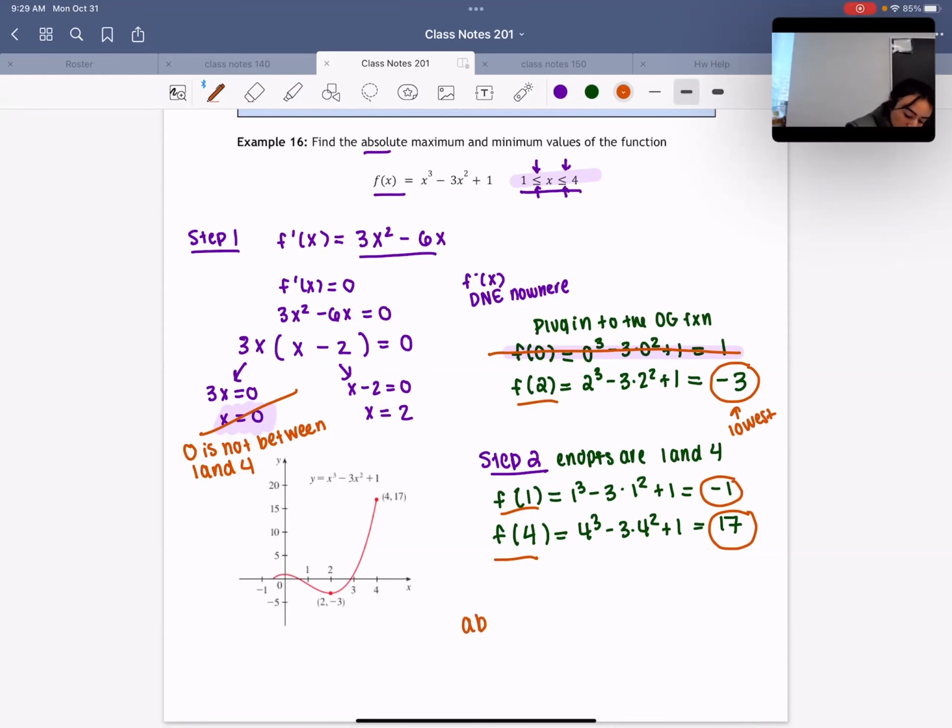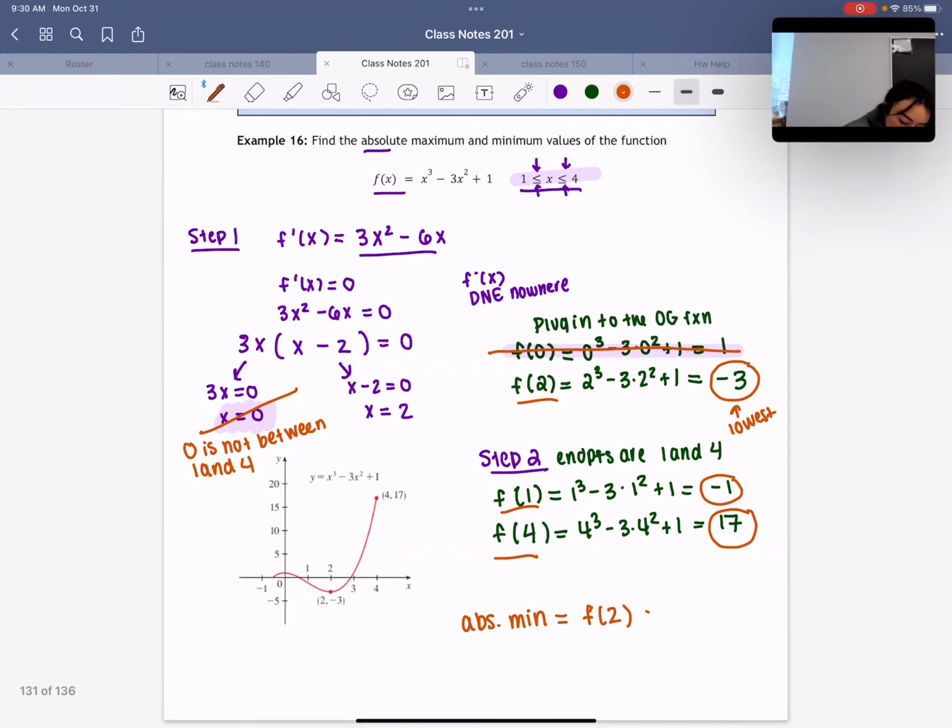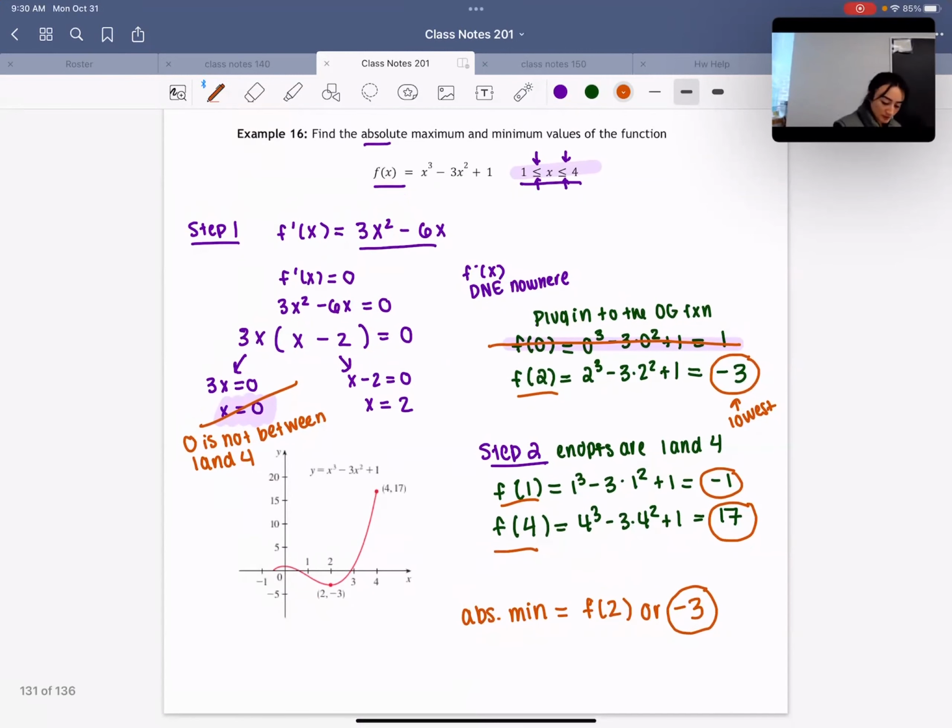So my absolute minimum is going to be, you can write it in either way. You can either say f of 2, which is a y value, but it's expressed in terms of x, or you can say -3, okay? Now, if you were typing this into WebAssign, I would definitely prefer -3. I think WebAssign might be confused with f of 2, okay?